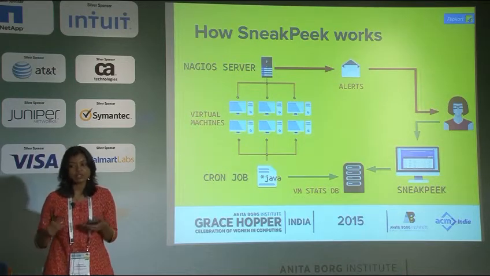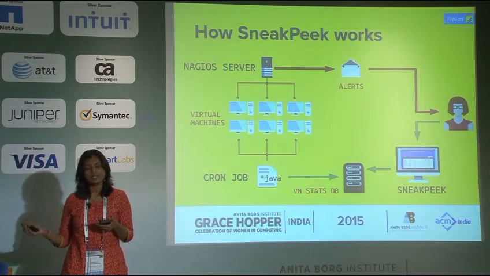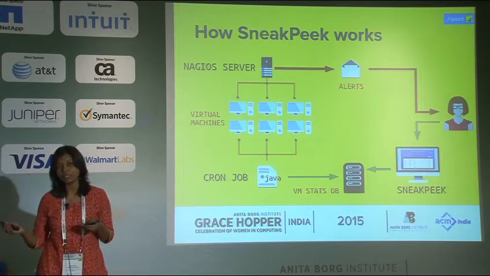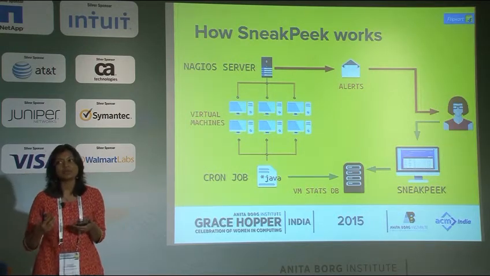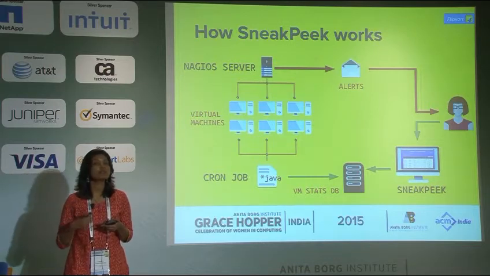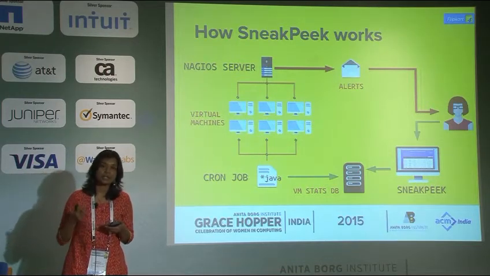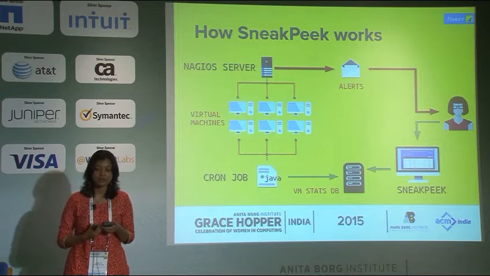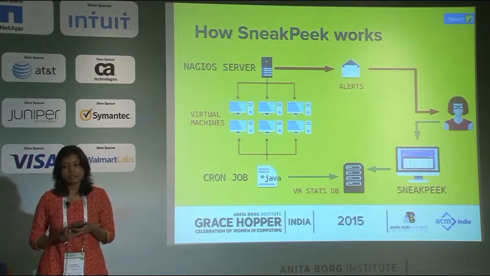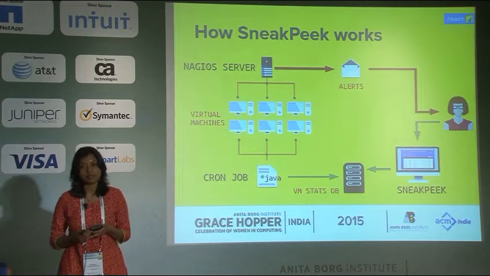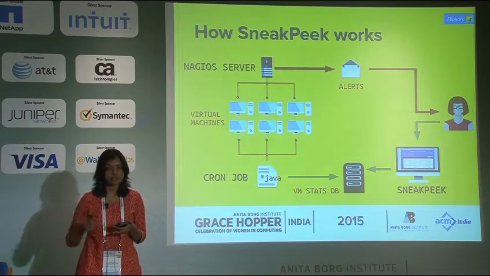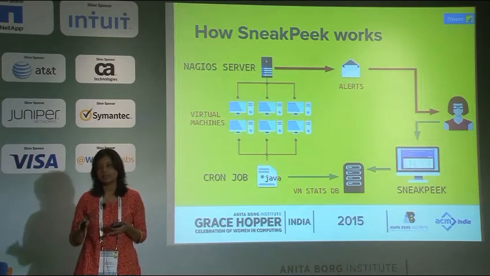So every time Nagios receives a status of 1 from any one of its hosts that it is monitoring, it sends a mail out to the mail group that is configured in it, along with the text message it receives from the host. I can take an example. Suppose we are monitoring a particular service running on one of our virtual machines.